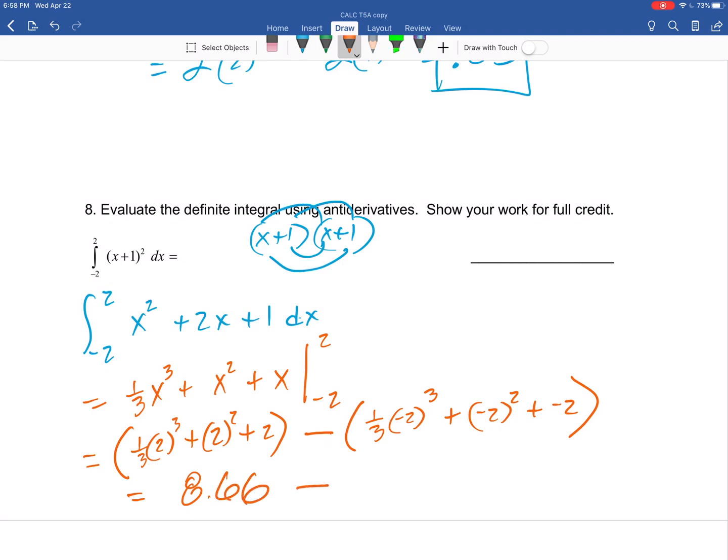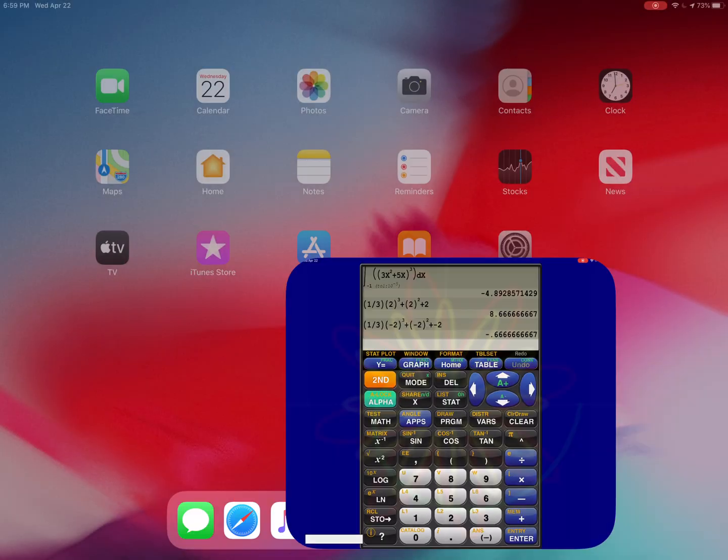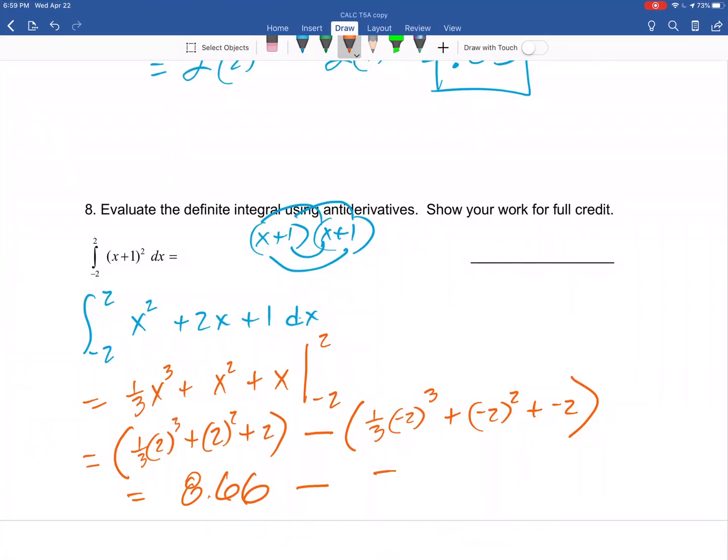8.66 minus, now negative 2 going in. Now watch this. When I do this in my calculator, I definitely use parentheses for that negative 2. Okay, that first one is raised to the 3rd power. Then we got plus, again, parenthesis, negative 2. This time it's squared. Then we got plus a negative 2. Okay, good. Negative 0.66. Let's add them up. There you go. We got our answer, 9.33. There it is, 9 1/3.